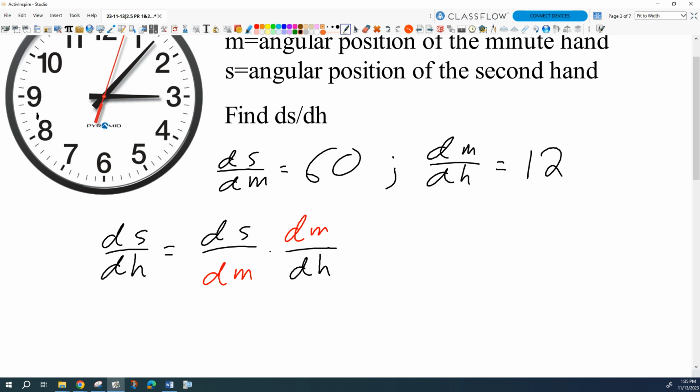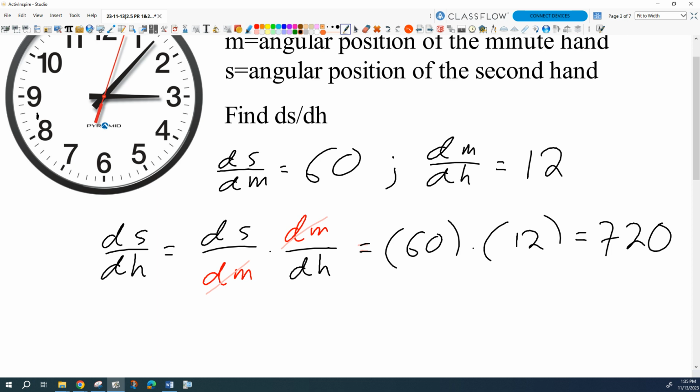dS/dM times dM/dH has to give me dS/dH. Okay? Well, what's that give us? That gives us dS/dM, you told me was 60, times dM/dH, you told me was 12. So there's our answer, 720. Okay?